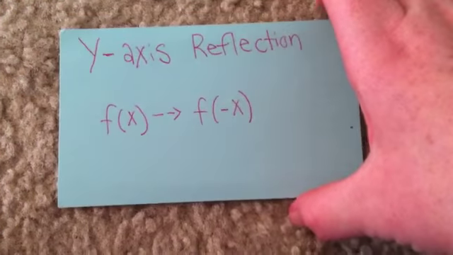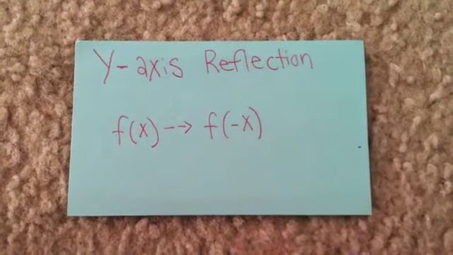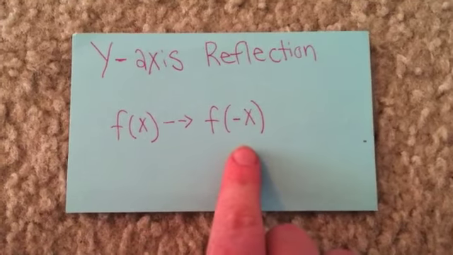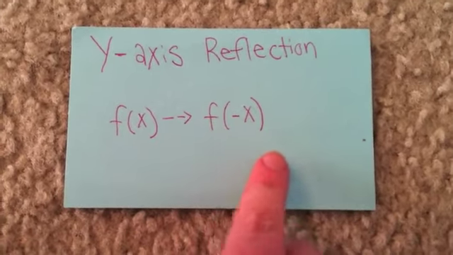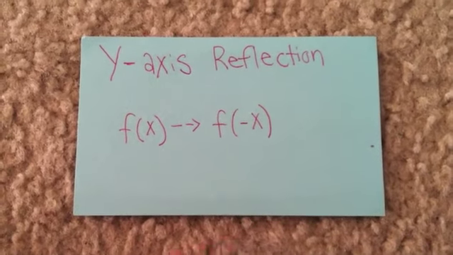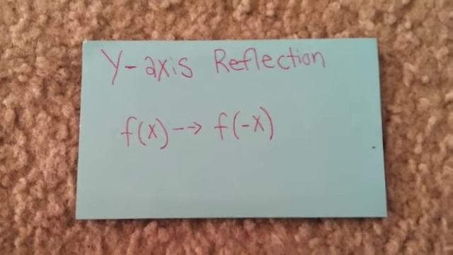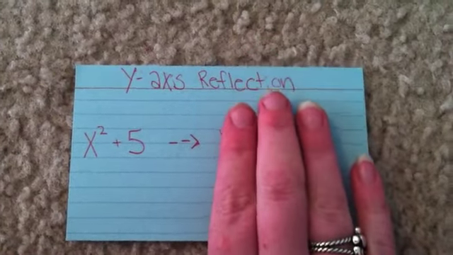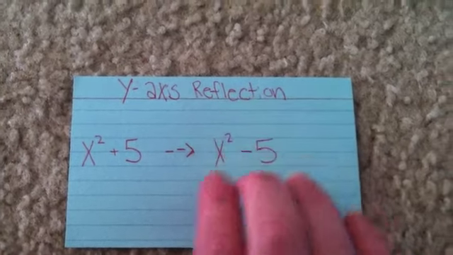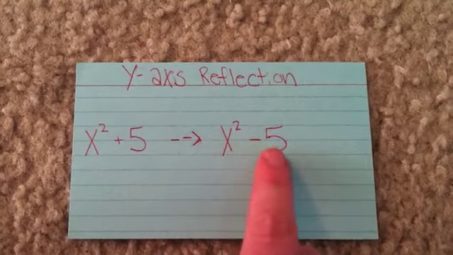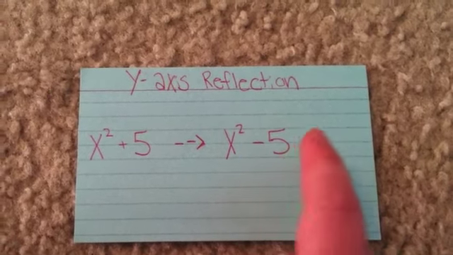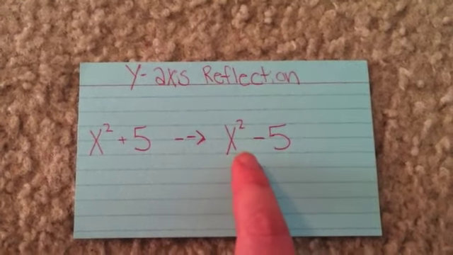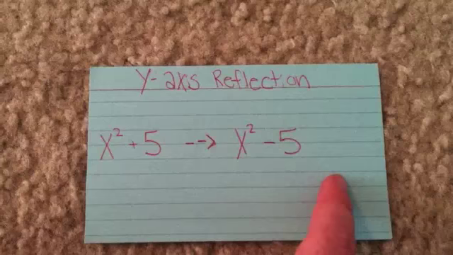Now, for our y-axis reflections, we have f of x to f of negative x, in parentheses, and it's really important that we remember parentheses for these formulas in general. So if we were to take x squared plus 5 and reflect it across the y-axis, we would just make this part negative, because y just has one negative, so it just becomes x squared minus 5.